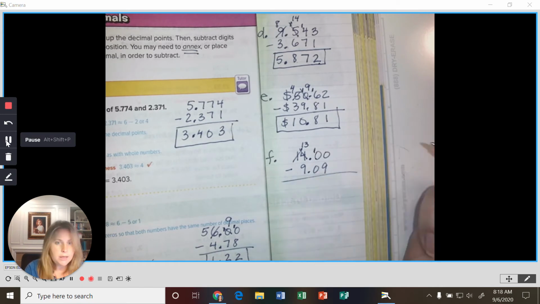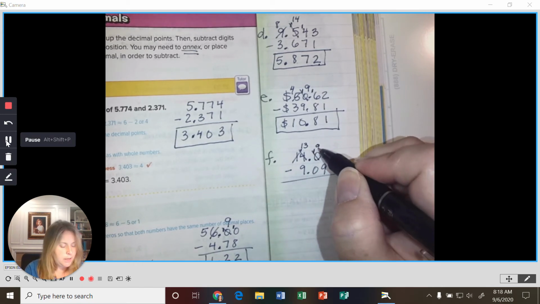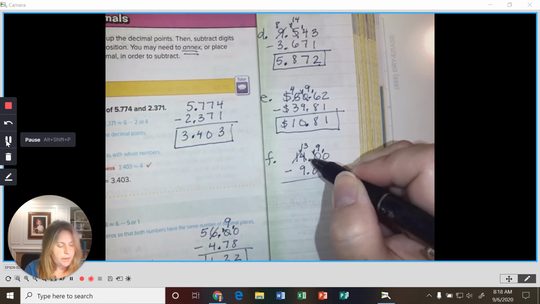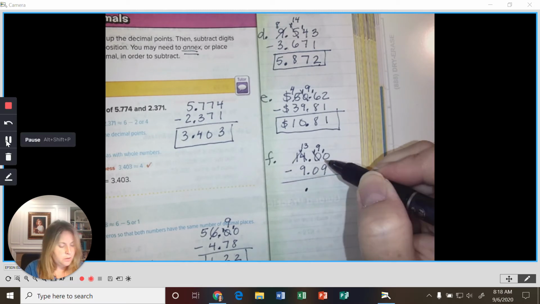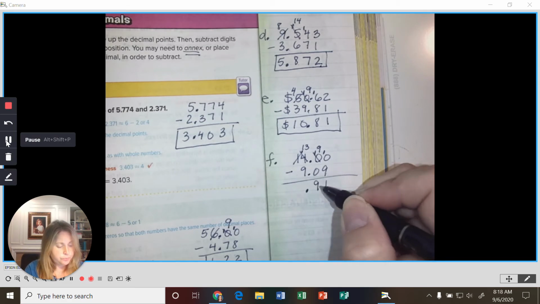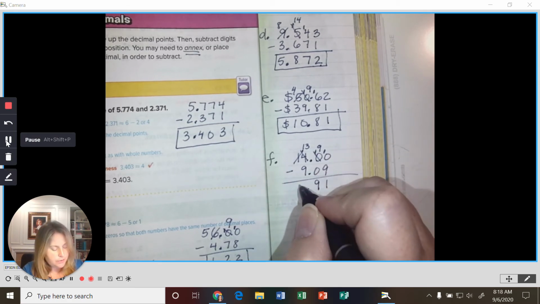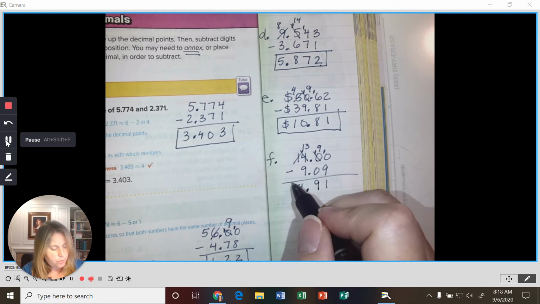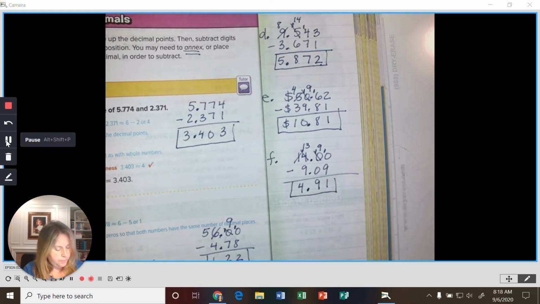And that makes this a 10, and I borrow from that, and it makes it a 9, and that makes this a 10. Line up the decimals. 10 minus 9 is 1. 9 minus 0 is 9. And 13 minus 9 is 4. So we have 4.91.